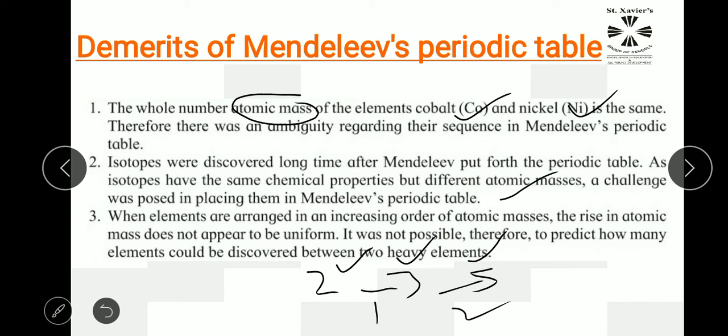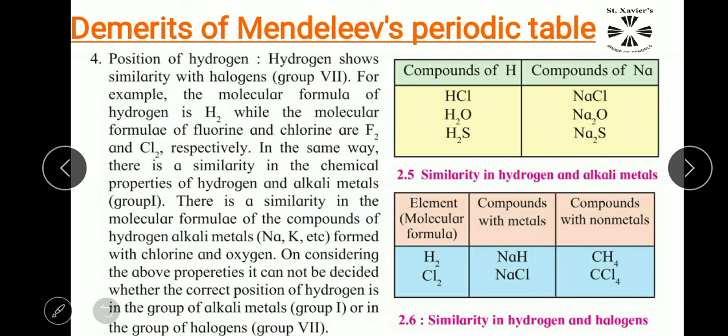It was not possible therefore to predict how many elements could be discovered between two heavy elements. So it was very difficult to predict how many elements were yet to be discovered between the two elements. And because of this, students, one more demerit is there.